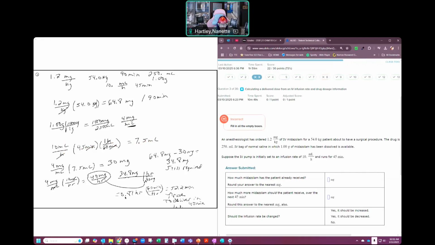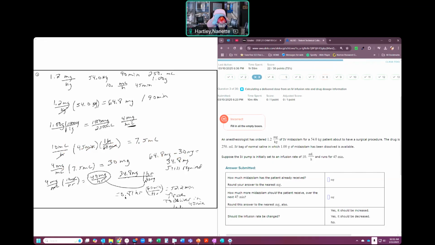Okay. And if I know that it's 4 milligrams per milliliter times 7.5 milliliters, that means I've already given 30 milligrams. So if I know he needs 64.8 milligrams and I've only delivered 30, that means I need to give 34.8 more.